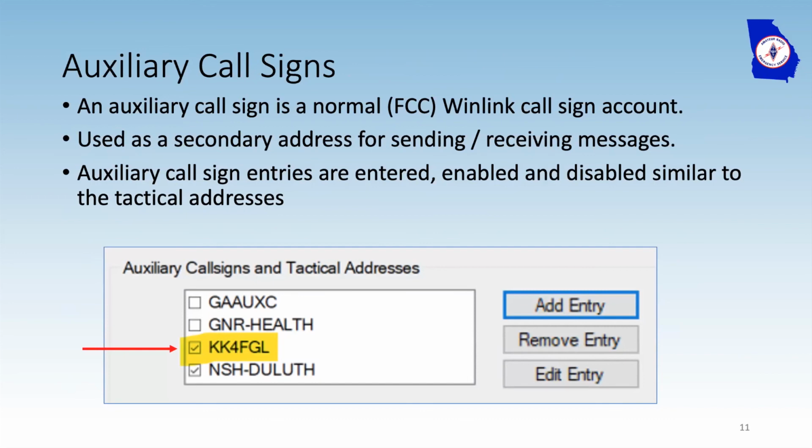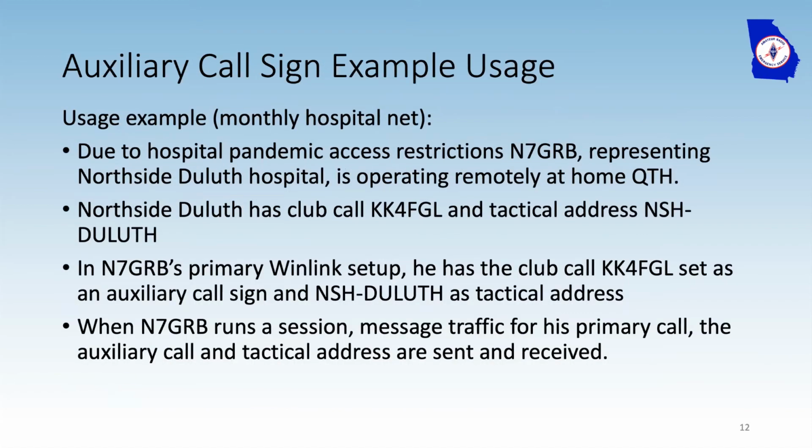Now, I mentioned earlier that example of running N7GRB as the primary call. So here's an example: I have a hospital with a club call, KK4FGL, I have a tactical call, and I have both of those enabled. What that's going to allow me to do is to see the traffic that goes to either one of the club call and or the tactical address. So that's essentially the example we're talking about.